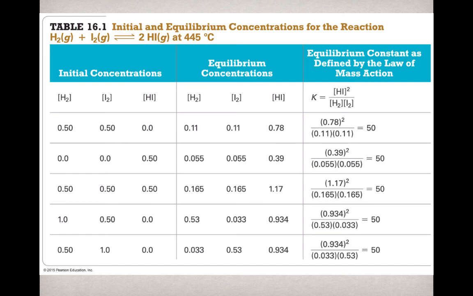Now, in the next one, we started with no H2, no I2, and half a molar HI. We find a very different set of concentrations at equilibrium for the H2, I2, and HI, and yet we still end up with an equilibrium constant of 50. In the third example, we have half molar concentrations of all species, and we have different values for the equilibrium concentrations again, but once again, those concentrations plugged into the equilibrium constant expression give us a ratio of 50.